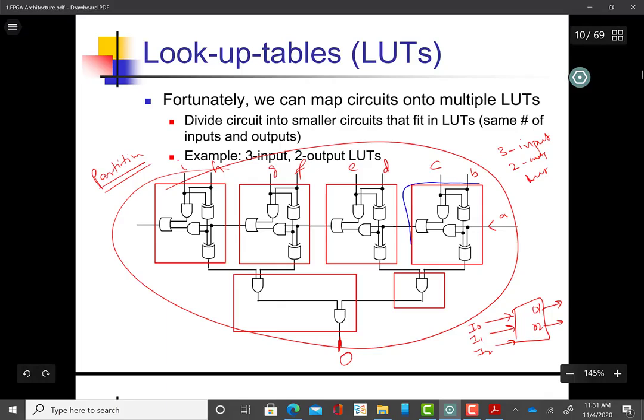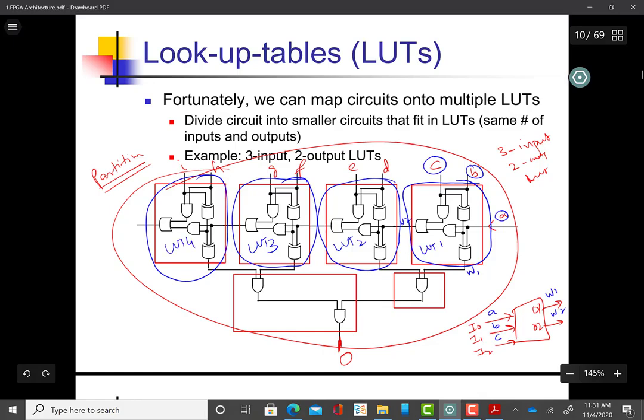So for example, this is my first partition, and if I look at it, it has input A, input B, input C. So okay, I can attach A here, B here, C here, and it has 2 outputs. Let's call these W1 and W2. So I can attach W1 here and W2 here. Maybe I call this LUT number 1. Similarly, I can combine these gates and call this LUT2, these LUT3, these LUT4, these LUT number 5. And I can combine this single one and call it LUT6.